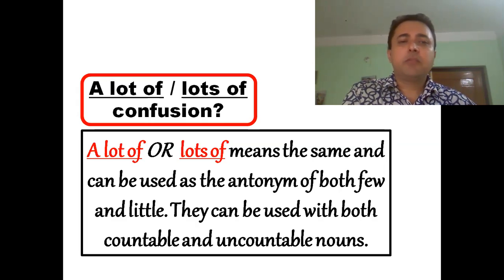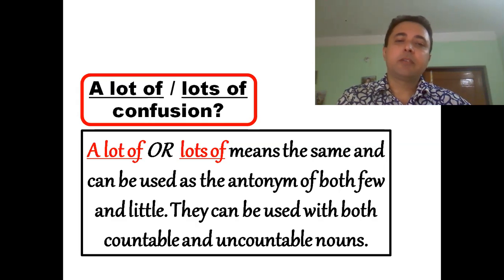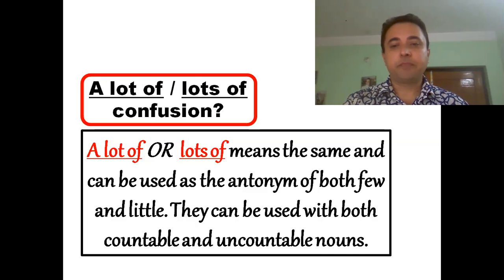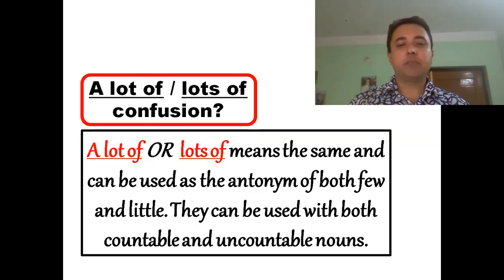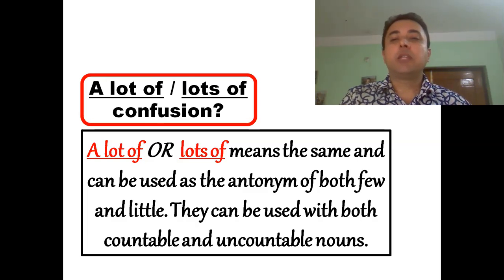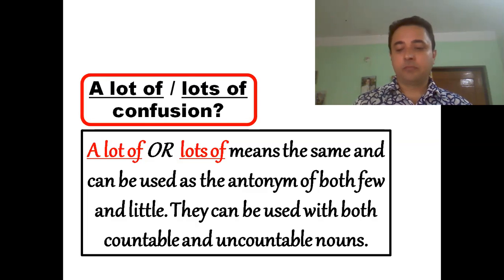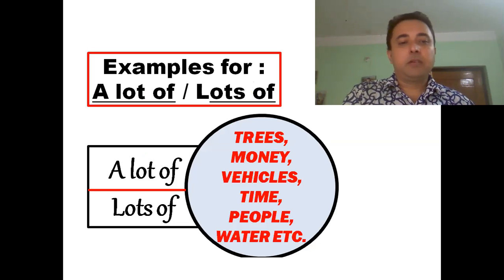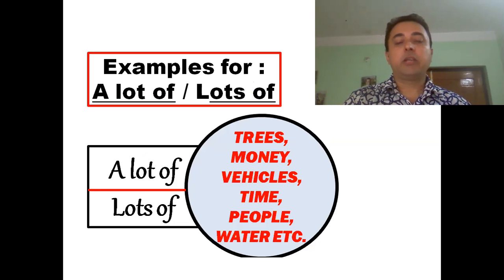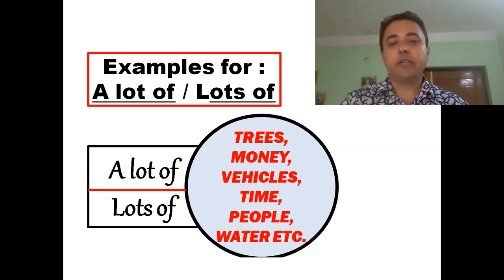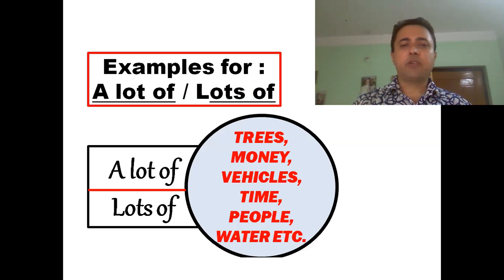Any confusion? A lot of confusion? Lots of confusion? Do you have any? Let's talk about these now. A lot of or lots of means the same and can be used as the antonym of both few and little. They are the opposite terms of both few and little. They can be used with both countable and uncountable nouns without any discrimination whatsoever. For example, a lot of or lots of can come with any of those words, countable or uncountable: trees, money, vehicles, time, people, water, etc.